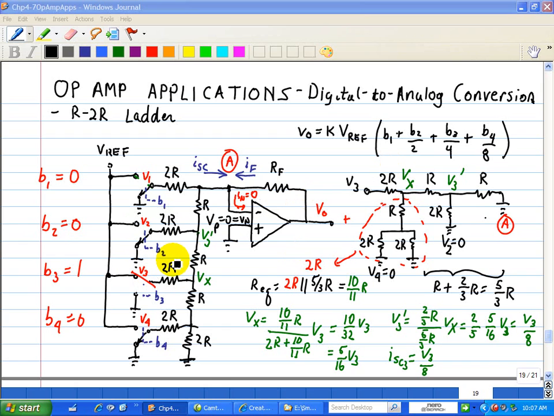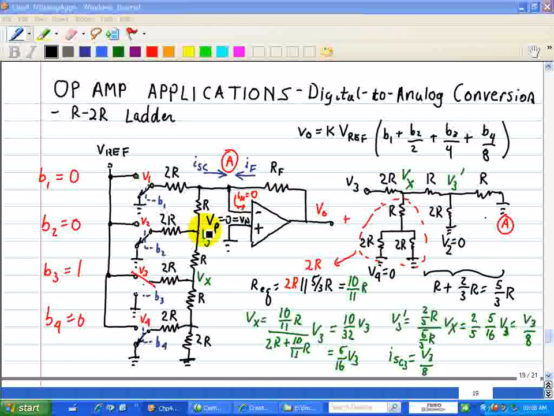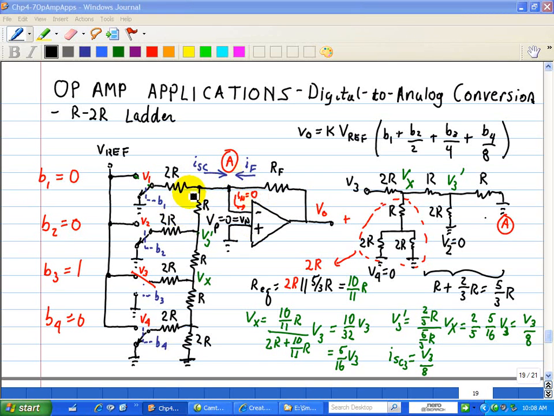So again, as we did in the previous video, we're going to redraw this circuit. Again, we're going to see what this contribution of V3 is. So here we have Vx labeled, and I labeled this as V3 prime because this will be the input to this inverting amplifier or summer. So redrawing this circuit, connected at the other end of this 2R resistor is Vx as shown here.